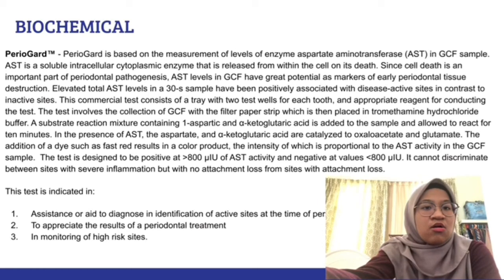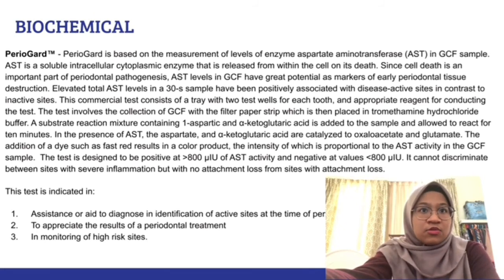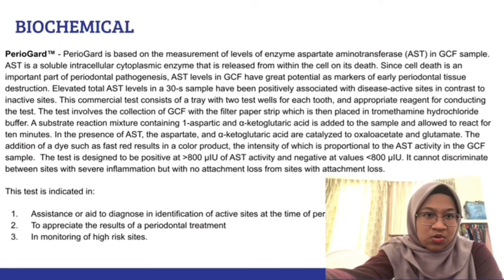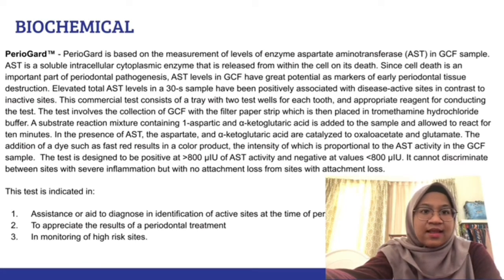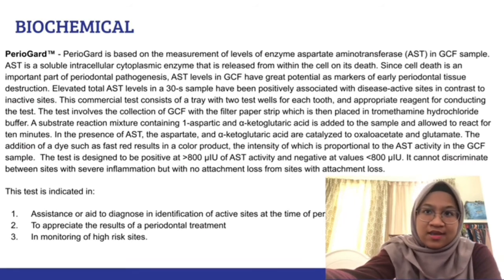Lastly, the Perio biochemical test kit. So Perio is based on the measurement of the level of the enzyme aspartate aminotransferase in the GCF samples. This commercial test consists of a tray with 2 test wells for each tooth and appropriate reagent for conducting the test. This test is also designed to be positive at more than 800 micro IU of AST activity and negative at a value less than 800 micro IU.